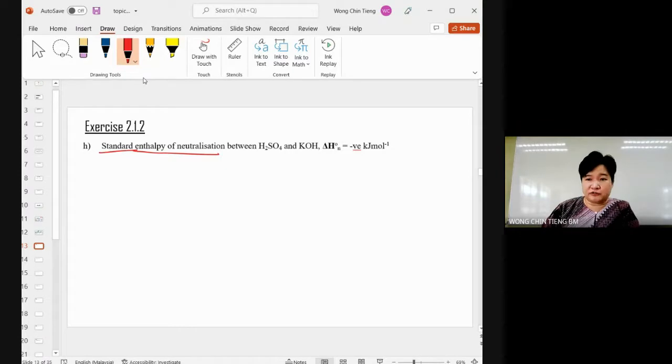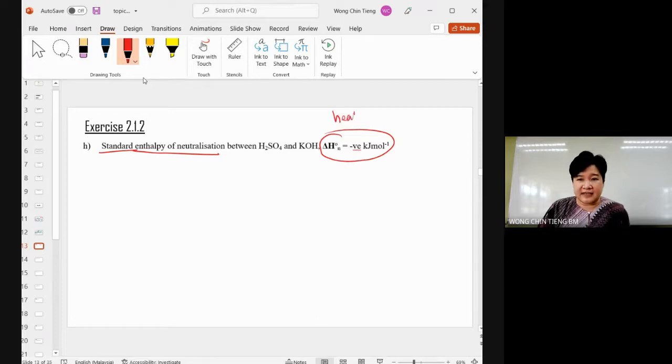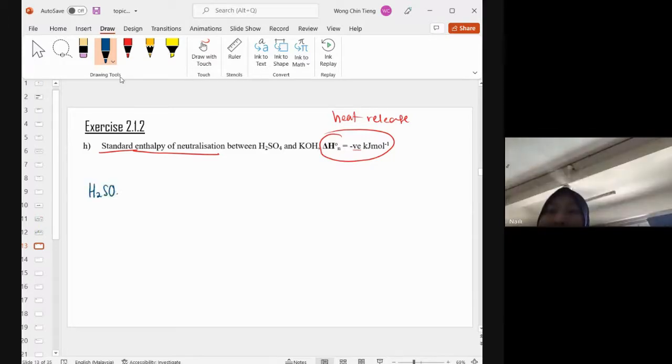Standard enthalpy of neutralization, sorry. Standard enthalpy of neutralization kat sini adalah heat release. Sentiasa adalah heat release sebab tu dia sentiasa adalah negatif. Quick question, 1 mole jatuh pada siapa? Water.